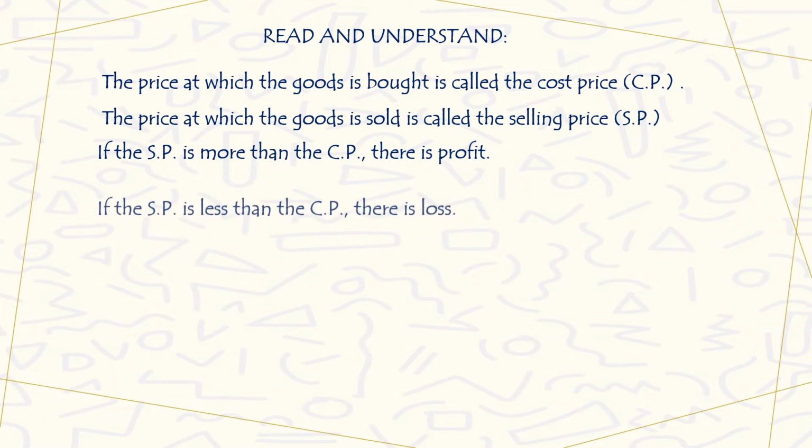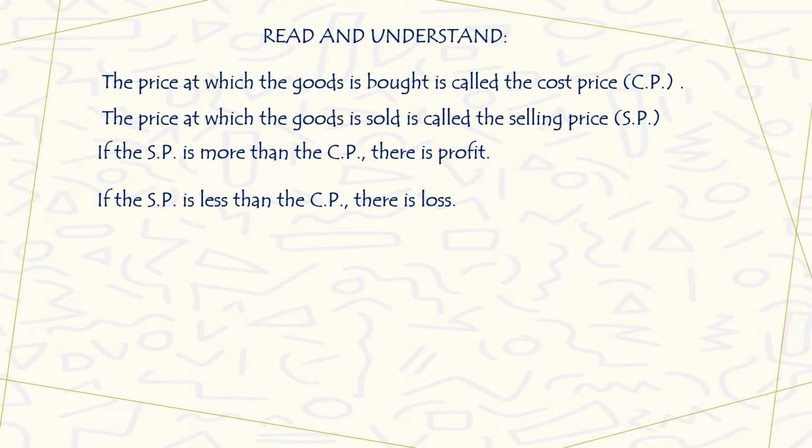If the selling price is less than the cost price, then there is loss. If I had purchased an item for 50 rupees, but I have sold that object for 30 rupees, means my selling price is less than the cost price. So there will be a loss of 20 rupees. Understood?